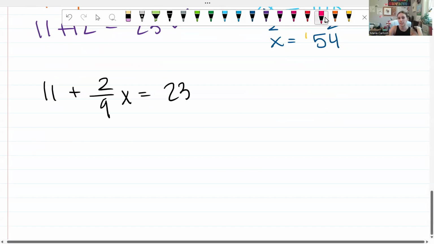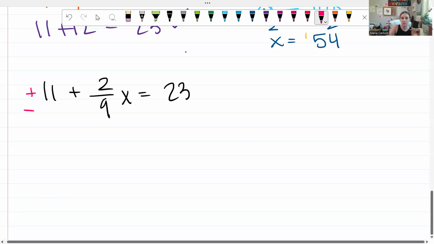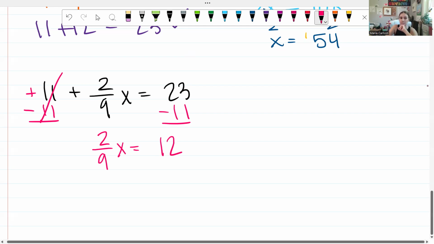So I am just going to treat this like an equation, with this 2/9 being a coefficient. So 11 is positive. I'm going to subtract it from both sides. So I'll subtract 11 from both sides. The 11s will cancel, and we'll be left with just 2/9 x is equal to 12. Now this 2/9, this is just a number that's being multiplied to x. So I can divide by that number. So I'm going to divide both sides of this equation by 2/9.